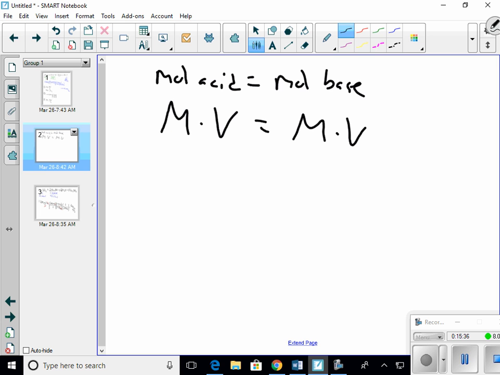Does this look familiar? We use this equation for dilution. Because when you dilute something, you're just adding water. It's the same number of moles start to finish. It's just in a different volume when I dilute it. Well, in this case, if I took molarity times liters of my acid equals molarity times liters of my base, it's going to give me the same thing.